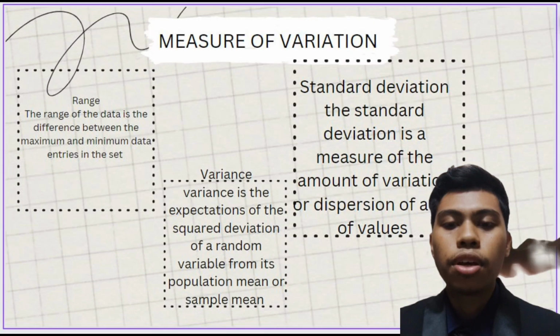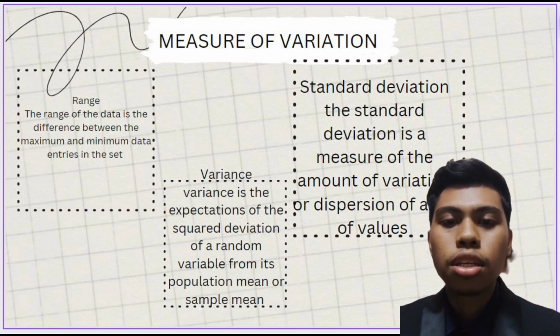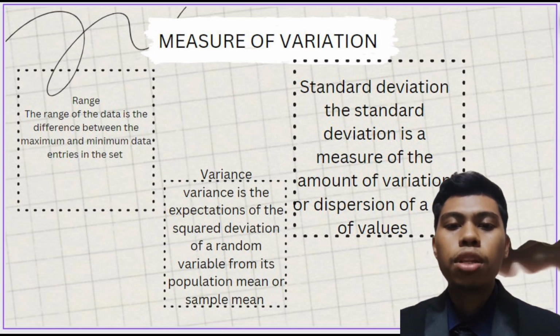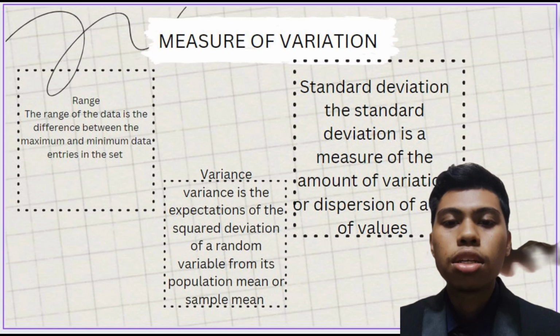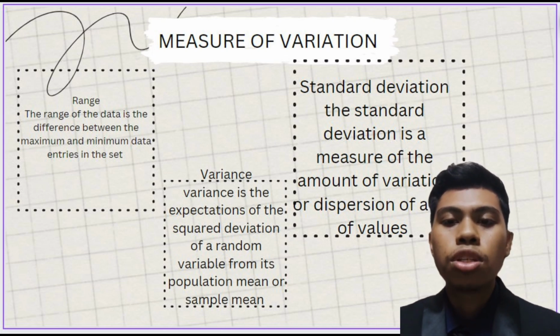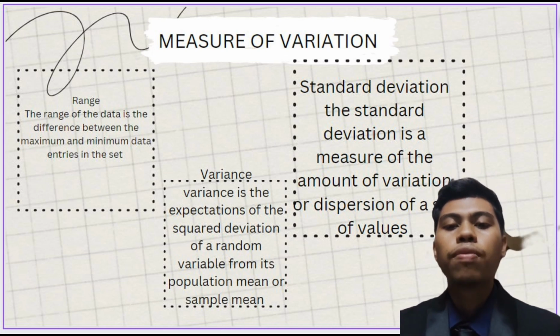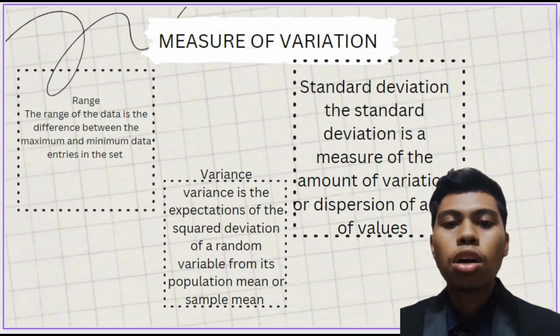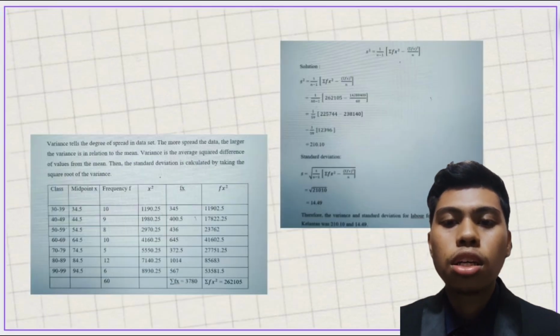Next, the measure of variation has 3 elements. First is the range, the difference between the maximum and minimum data entries in the set. Second, variance is the expectation of the squared deviation of a random variable from its population mean or sample mean. And third, the standard deviation is a measure of the amount of variation or dispersion of a set of values. To calculate the range, it is the maximum entry minus the minimum entry.